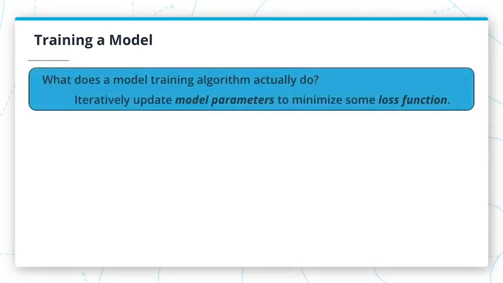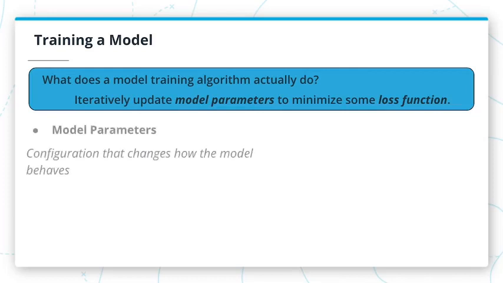What exactly is model training? Let us start with a general definition. The model training algorithm iteratively updates the model parameters to minimize some loss function. Let's unpack that one. Model parameters are settings, knobs, or configurations that the training algorithm can update to change how the model behaves.